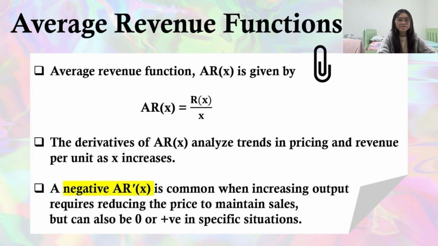And now, I will explain about average revenue functions. We can get the average revenue function from this formula, which is we take the revenue function divided by x. The derivative of the average revenue function analyzes trends in pricing and revenue per unit as x increases. A negative derivative of the average revenue function is common when increasing output requires reducing the price to maintain sales. But it can also be zero or positive in specific situations.